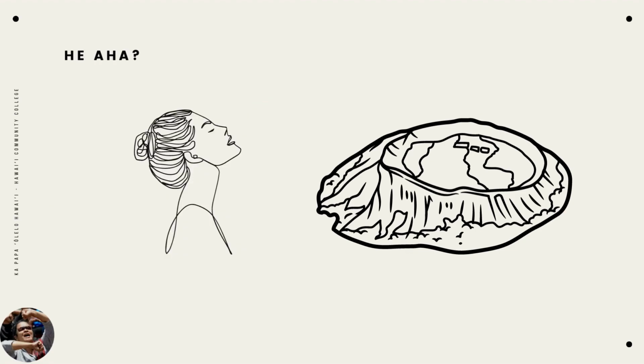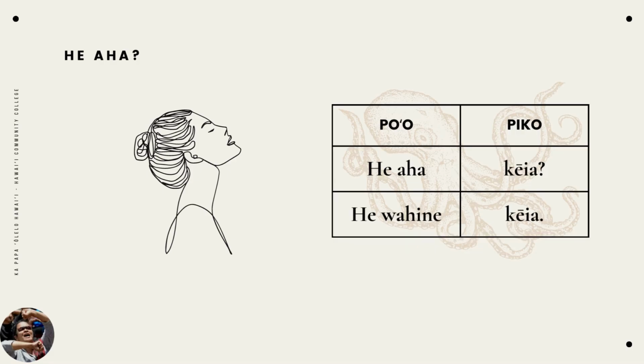The next question we can ask with this Pepeke ʻAike is he aha. He aha can also be translated as what? He aha keia mau ki'i. What are these pictures? When using he aha, you are asking for a description or title. He aha keia, he wahine keia. What is this? This is a woman.